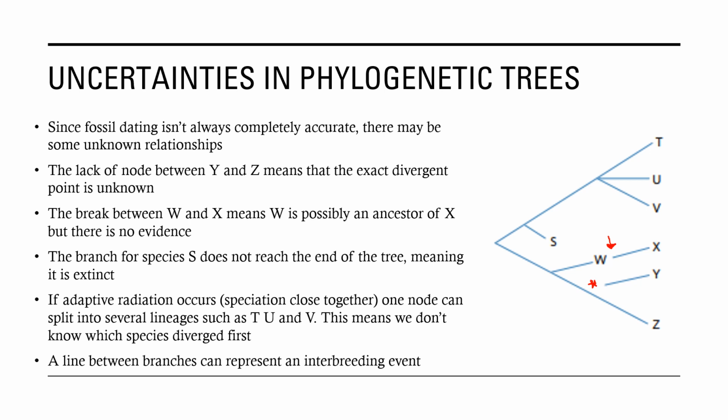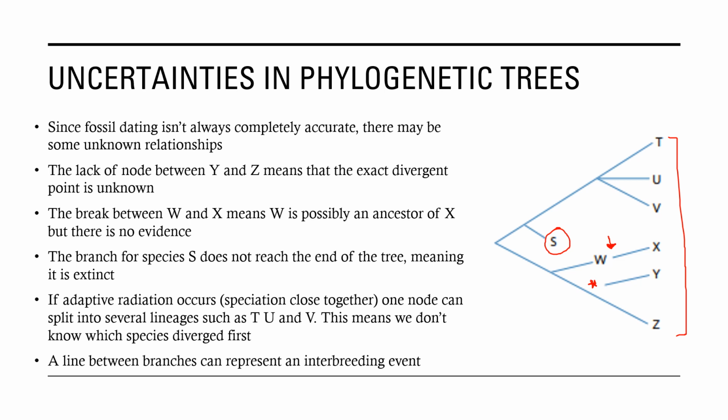The branch for species S does not reach the end of the tree, which means it is extinct. So remember that all of the organisms that are on the end leaves of the diagram are present day animals. So if there is a species that does not reach those leaves at the end, we can assume that species is extinct.